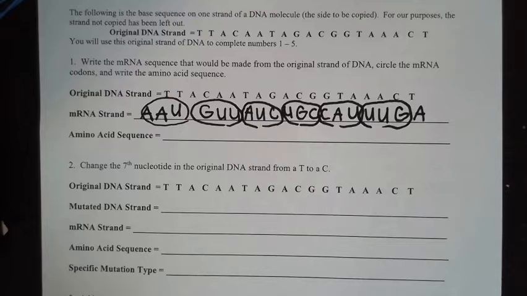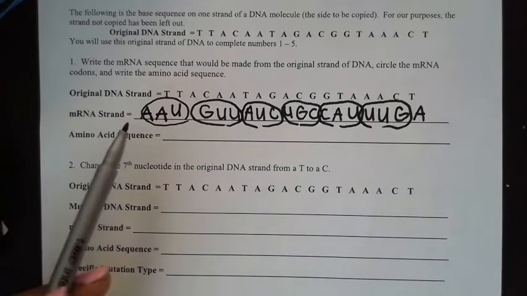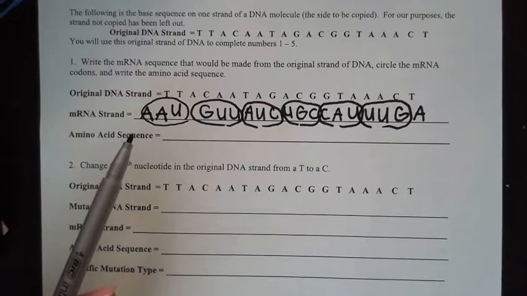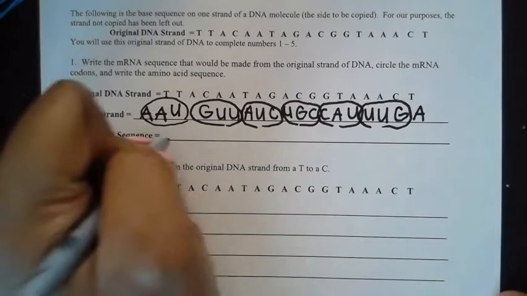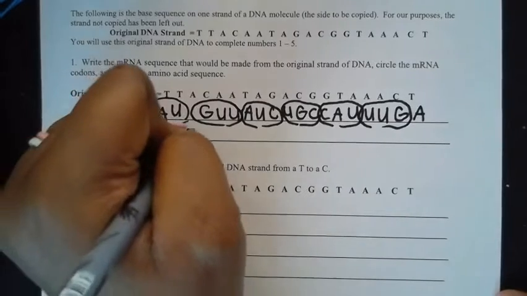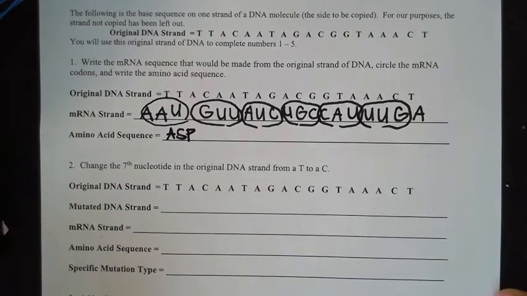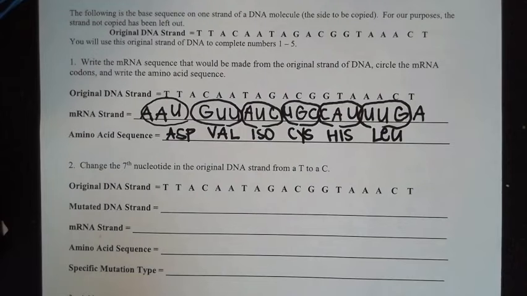So now let me copy my codons. I have my first codon, which is AAU, and that gives me asparagine, which is ASN. Work out the rest, and then come back to this video. Okay, so there is my string of amino acids. I'm now going to go to number 2.